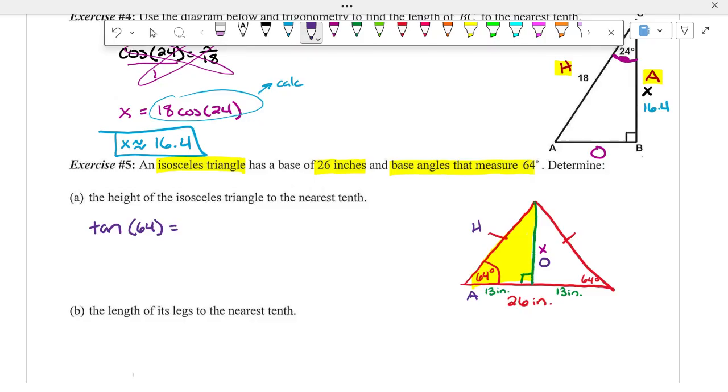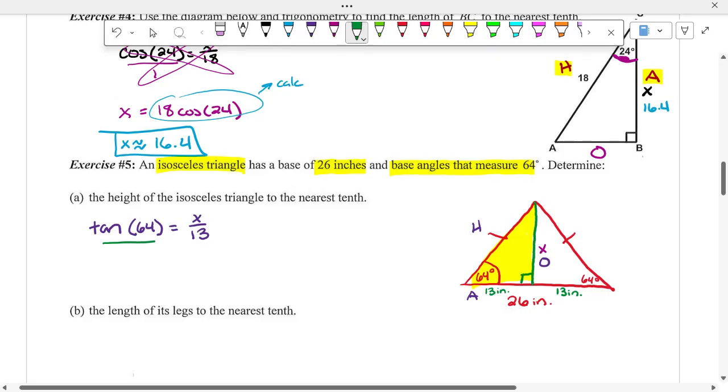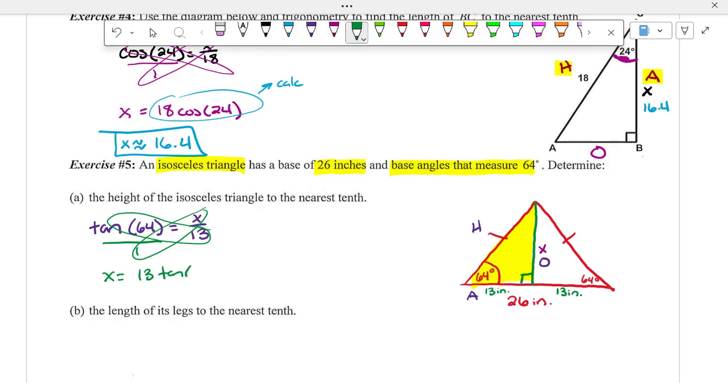How do I write the ratio? X over 13. And then it's just business as usual. Put this over 1. Cross multiply. X is equal to 13 tangent of 64.